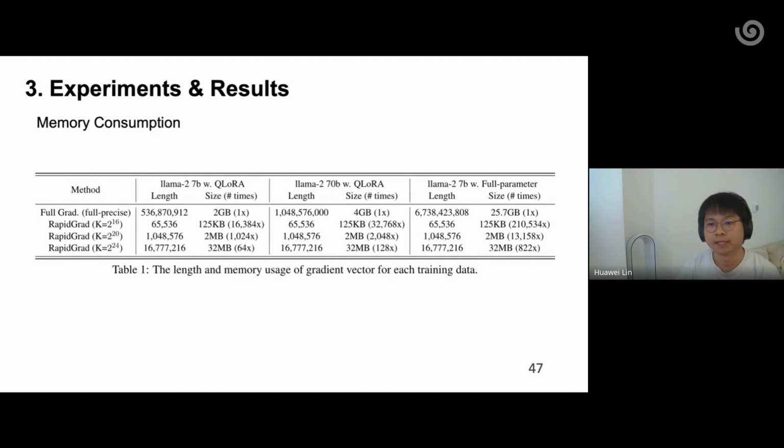And then we show a table for the memory consumption. This table shows the memory usage for the full gradient vector and our compressed vector. We compress the vector more than 200,000 times and keep the performance of the influence estimation.